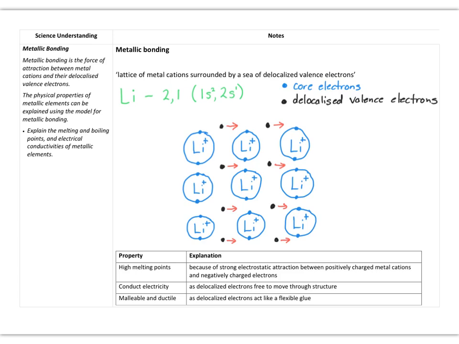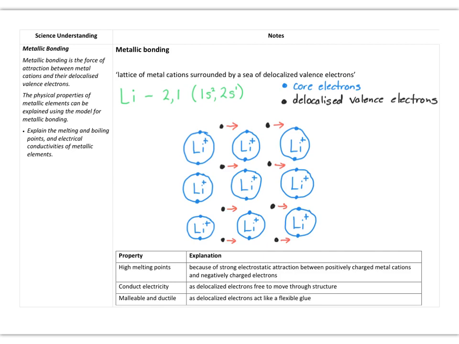And finally, metals tend to be malleable and ductile, so they can be pressed into shape and drawn into wire and that sort of thing. And that's because these electrons, because they are free to move, act like a flexible glue. So they don't lock the structure together really tightly. As you bend the metal, as you press it, they're able to move themselves. And as they move themselves, that provides that flexibility within the substance.